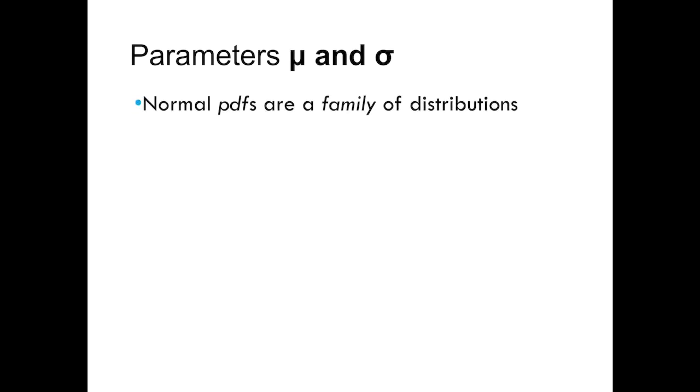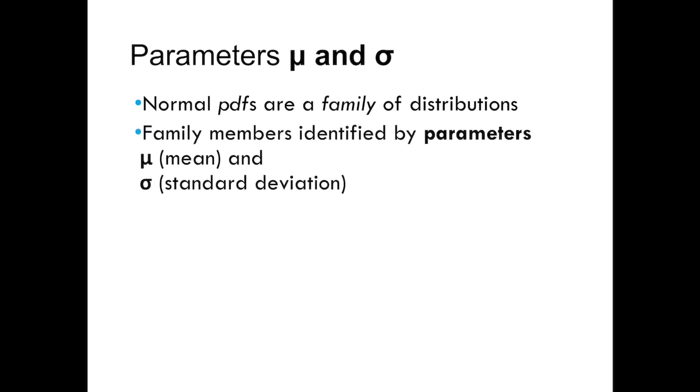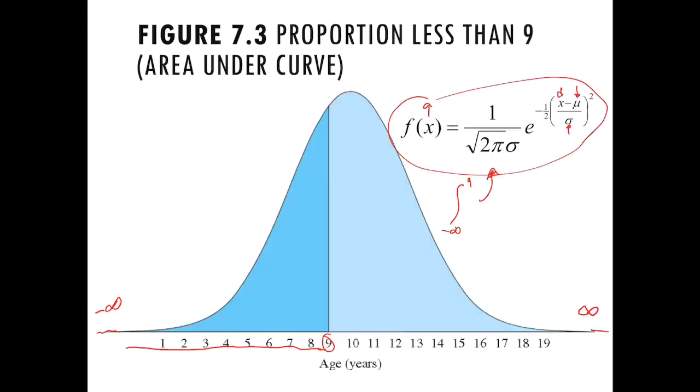So when we're talking about a normal distribution, we're talking about parameters of mu and sigma. Normal PDFs are a family of distributions which are defined by the parameters of mu and sigma. There are also some other characteristics that should be mentioned about a normal distribution, and that is that the mean, median, and mode are all equal, and that the curve on either side of mu is a mirror image. Remember, mu is defined as the average value, the balancing point.